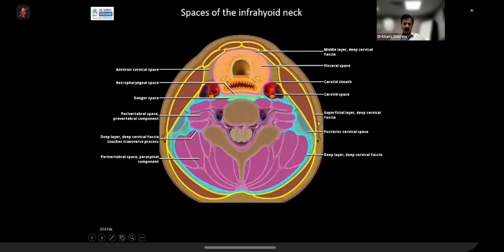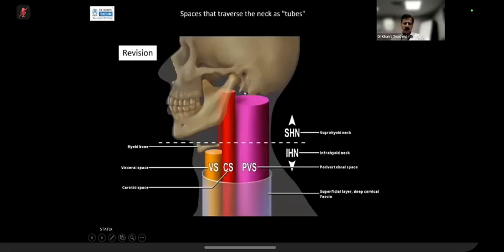So in the infrahyoid neck, this is the level of the thyroid gland. You can see that this is the thyroid gland, this is the trachea, this is the esophagus. These are the parathyroids. Now here is the carotid space. There are many things within the visceral space, and part of the visceral space we are going to cover today. Please remember that many of these spaces act as tubes. They go up and down, like the carotid space, the visceral space, the perivertebral space.